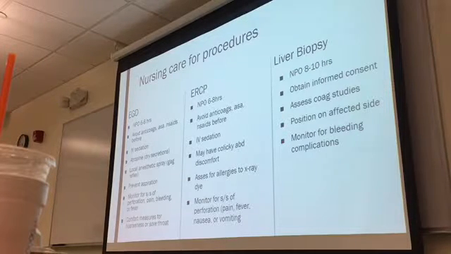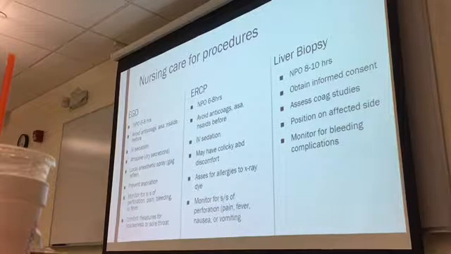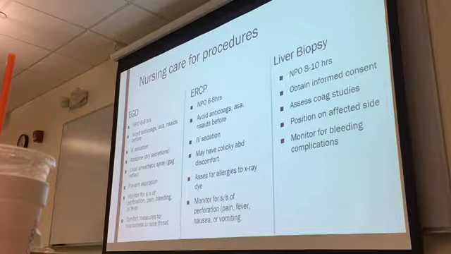And then a liver biopsy. So patients are NPO a little bit longer for this, 8 to 10 hours. Informed consent must be obtained prior to, because there is high risk of bleeding. The liver is vascular, and if their liver is malfunctioning, and that's why they're having this test, then their coagulation could be abnormal as well. So it puts them at even higher risk for bleeding. So assessing their coag studies, which would be your PT, PTT, and INR.